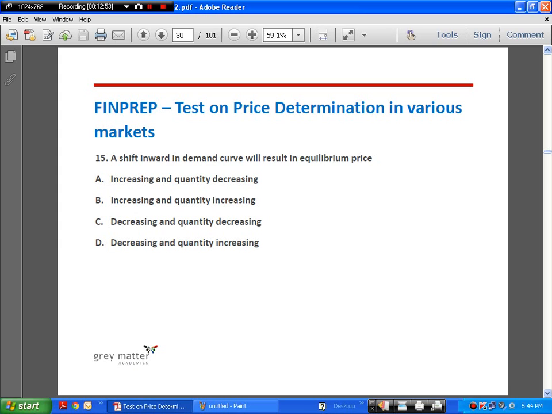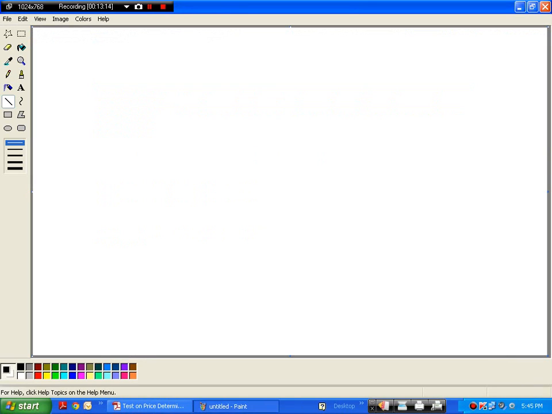Now for the 15th question, a shift inward in demand curve will result in equilibrium price. So earlier we saw how the demand curve was the same but supply alone shifted outward. But now we are going to see how the supply curve remains the same but the demand curve is going to shift inward. So we have the original demand curve sloping downward, the original supply curve sloping upward, and now the demand is shifting inward. So the demand curve moves towards the left.